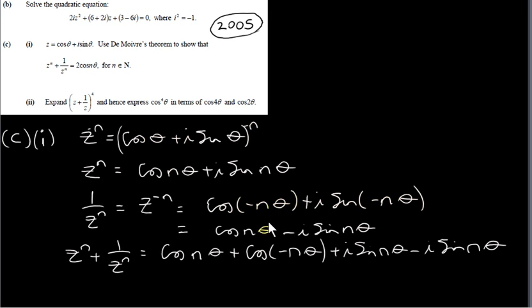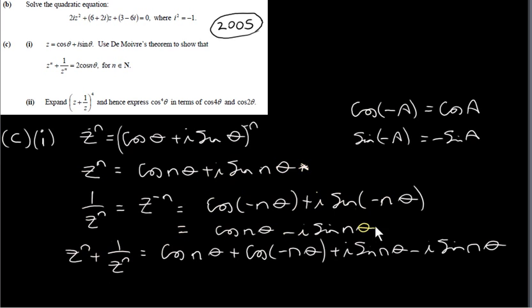Now the cos of minus n theta is just the cos of n theta. We use the result that cos of minus a equals cos of a. Also the sine of minus n theta is minus sine n theta, using the result that the sine of minus a is minus sine a. So we can take this minus sign out here. And finally then, to get z to the power of n plus 1 over z to the power of n, well, we just add this onto this here. So we get cos n theta plus cos n theta, giving 2 cos n theta.